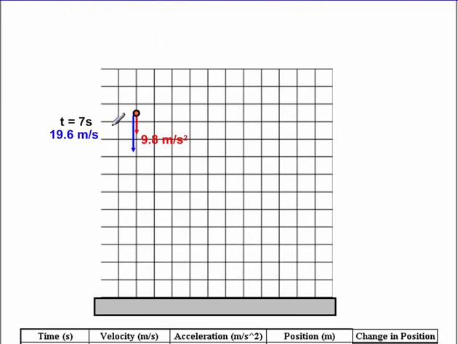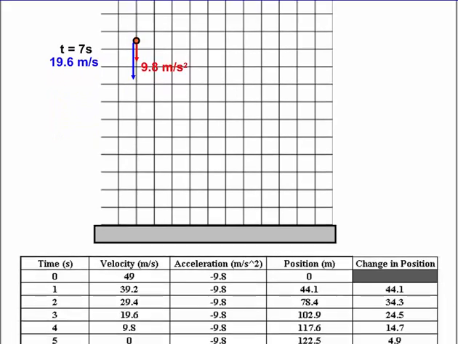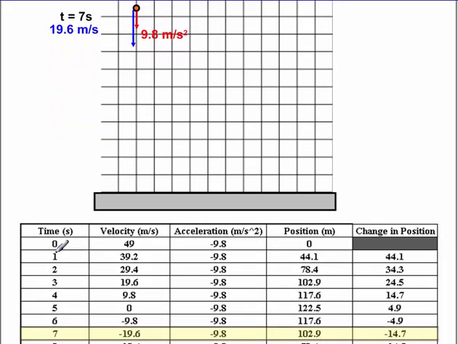We go to t is equal to 7. My velocity magnitude is increasing to 19.6 meters per second, but it's going negative. My acceleration would stay the same all the way through this path. We go to the table. My position now has gone to 102.9, and you notice that's the same position as I had at t is equal to 3. My change in position now is negative 14.7 between here and here.